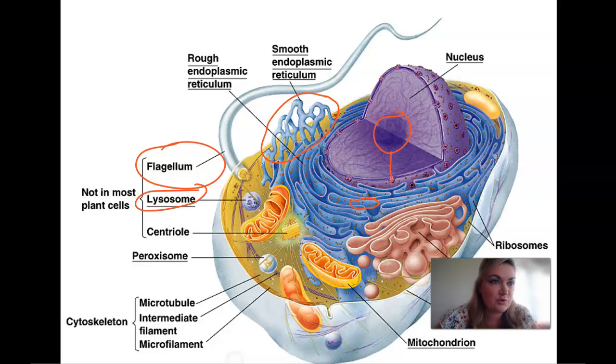Coming on over, you have lysosomes. Lysosomes are going to be responsible for holding digestive enzymes. These digestive enzymes are going to be able to break down anything from old, worn-out cell parts to microorganisms that might get into the body.